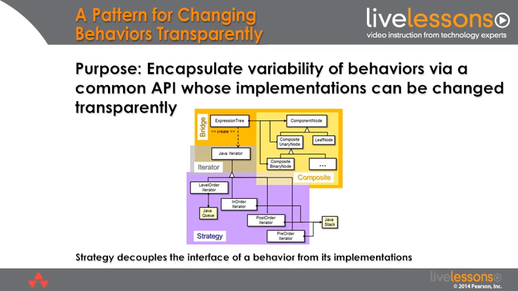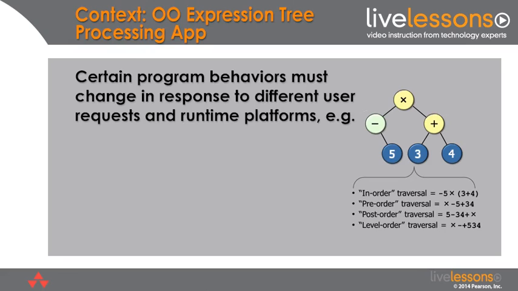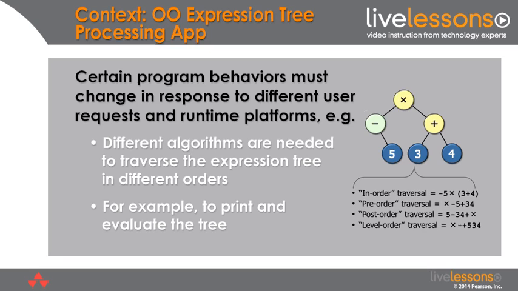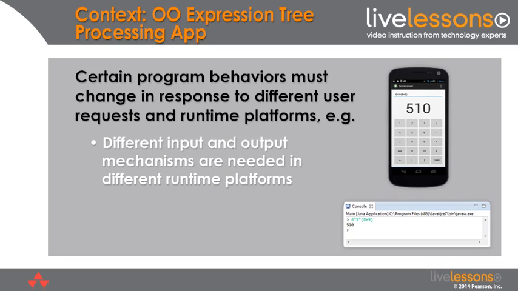We'll be using strategy to decouple the interface of a behavior from its implementations. Let's start by talking about this in the context of our expression tree processing app. Certain behaviors of this program need to change in response to different user requests and runtime platforms. For example, different algorithms are needed to traverse the expression tree in different orders. In the discussion we had on Iterator, we focused primarily on pre-order traversal, but it's also important to be able to print and evaluate the tree in order, post-order, and level order. Likewise, we have different input and output mechanisms in order to be able to deal with the different runtime platforms that our expression tree processing app executes in.